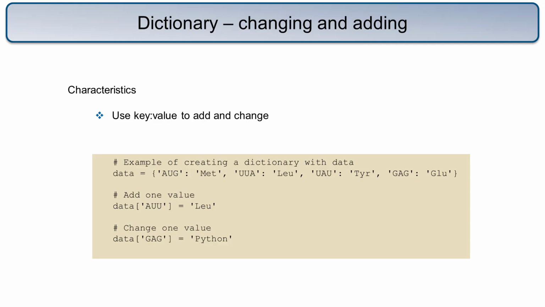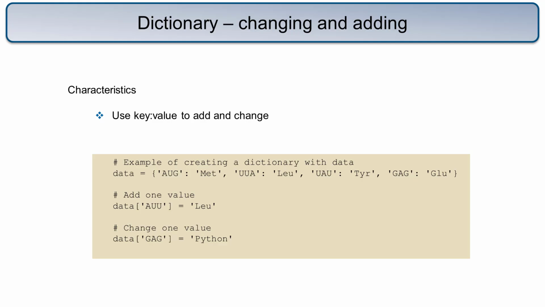A new key-value pair can easily be added to a dictionary. For example, mapping between the key AUU to leucine, that is LEU, in the dictionary is added by assigning the value to the key. The key AUU does not exist in the dictionary from the beginning, but with the assignment, the key-value pair will be added.